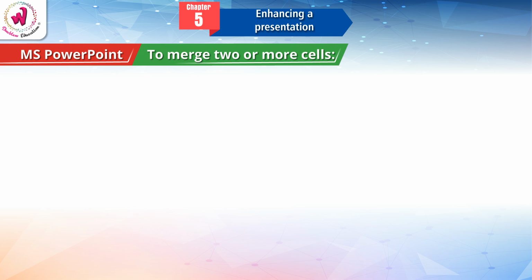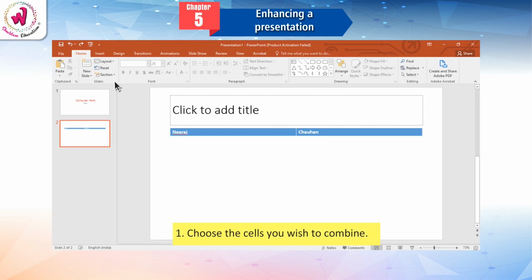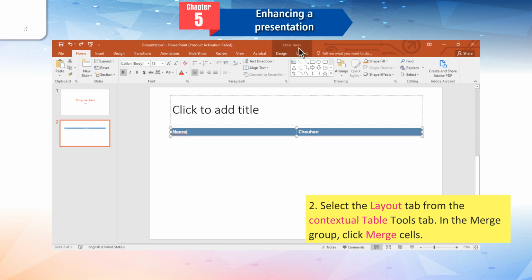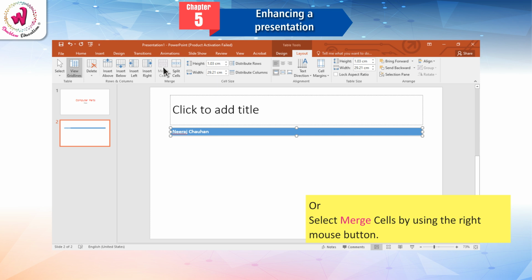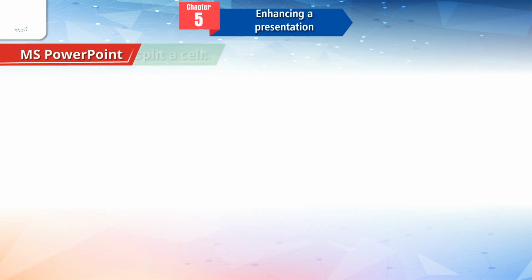To merge two or more cells. 1. Choose the cells you wish to combine. 2. Select the Layout tab from the Contextual Table Tools tab. In the Merge group, click Merge Cells, or select Merge Cells by using the right mouse button.